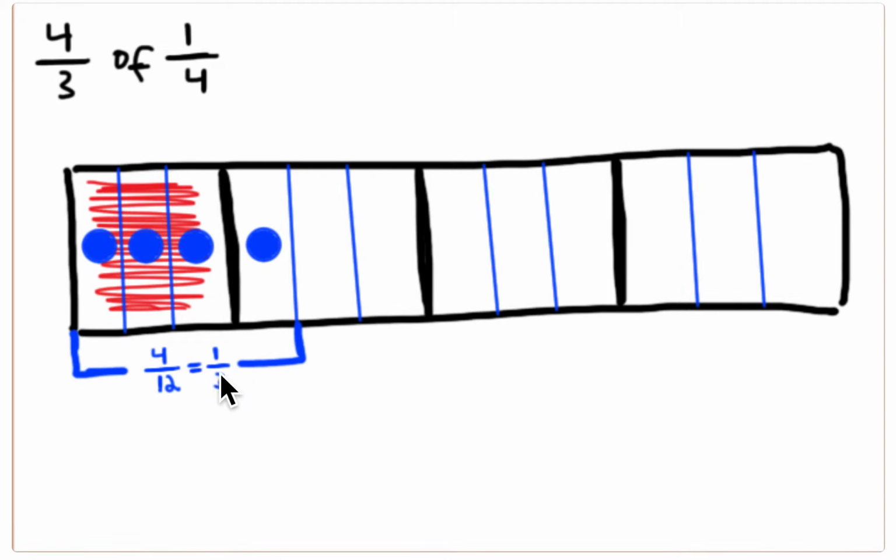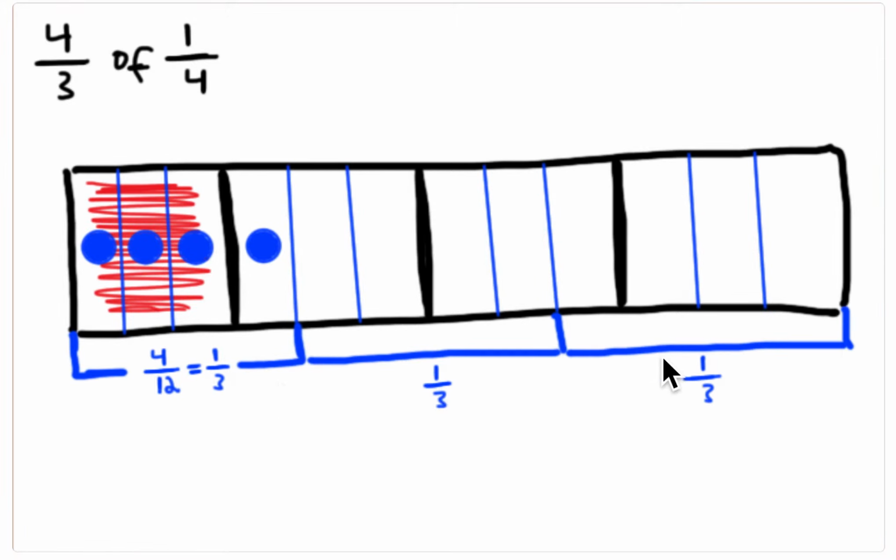So 4 thirds of 1/4 is equal to 4 twelfths. And 4 twelfths, what fraction are these 4 twelfths of the whole rectangle? They are 1/3. So 4 twelfths simplifies to 1/3. So 1/3 and 1/3.